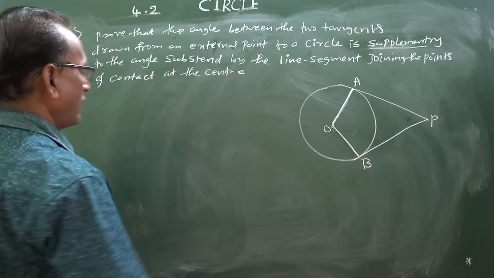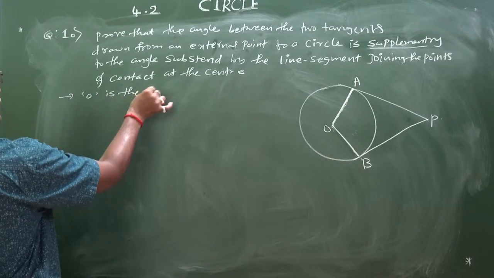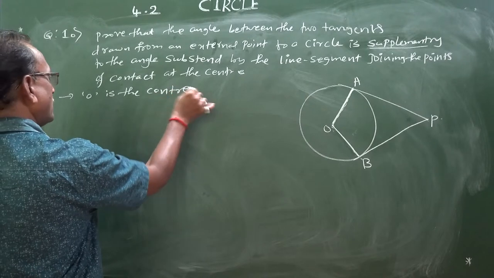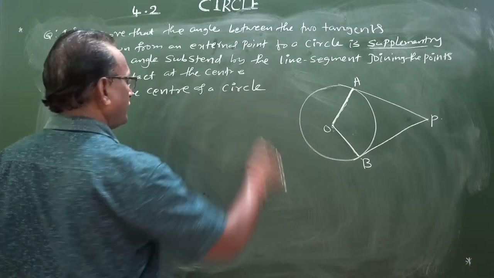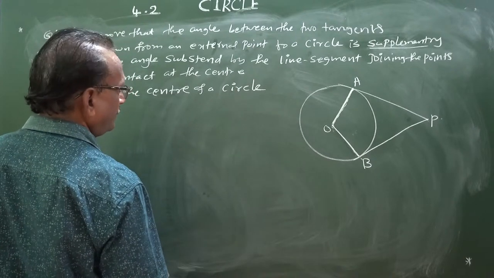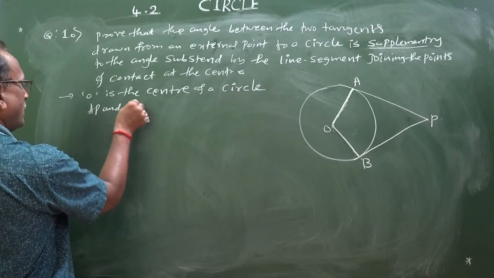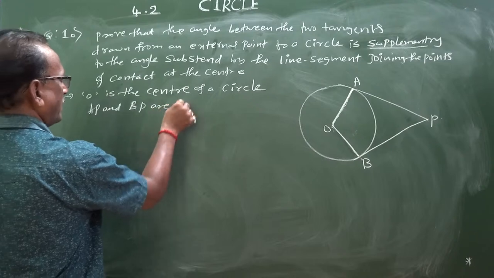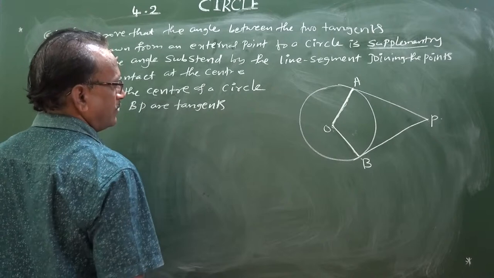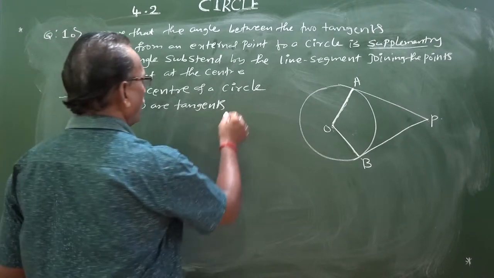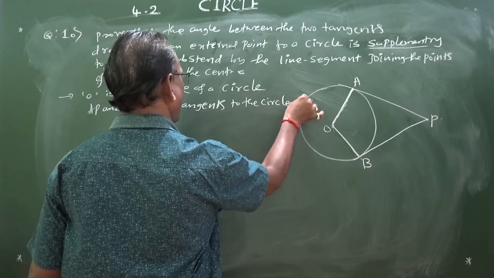O is the center of the circle. The given data: AP and BP are the tangents to the given circle O.